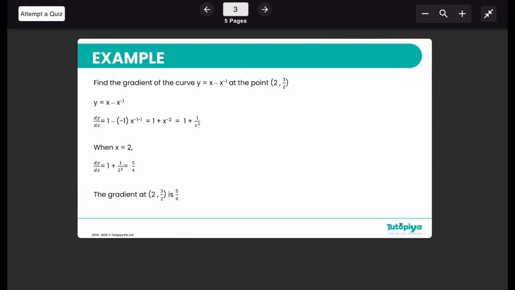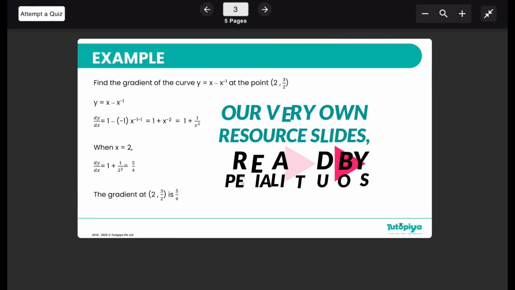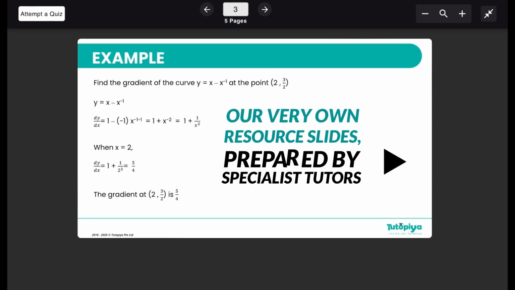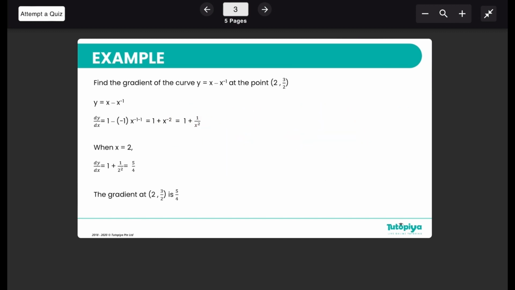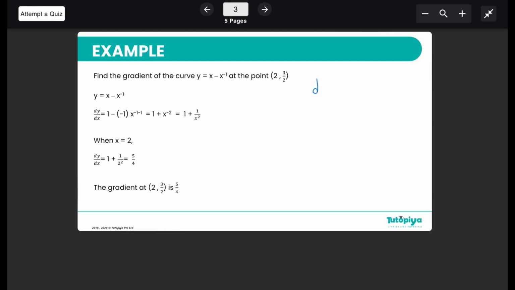So moving on, if we look at another example, finding the gradient of the curve y equals x minus x to the power of negative 1. Okay. So what does dy by dx stand for? Dy by dx actually gives us the gradient formula, which allows us to calculate the gradient at any particular point on the line or the curve, for example.